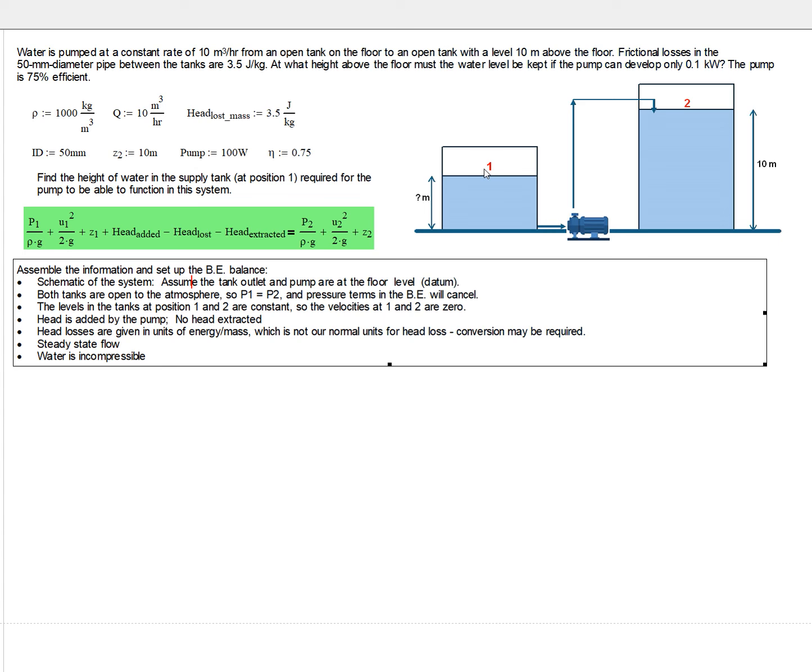Both tanks are open to the atmosphere. So P1 is equal to P2. These pressure head terms are going to go away. They're going to cancel each other. Right? What about the velocity head terms?